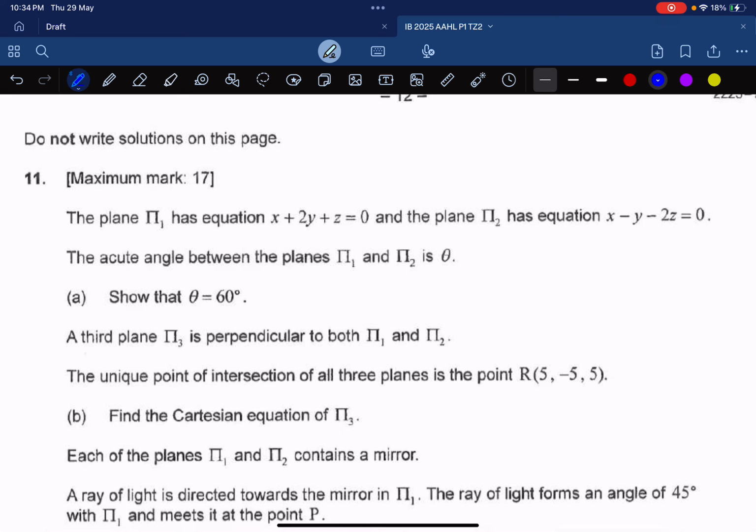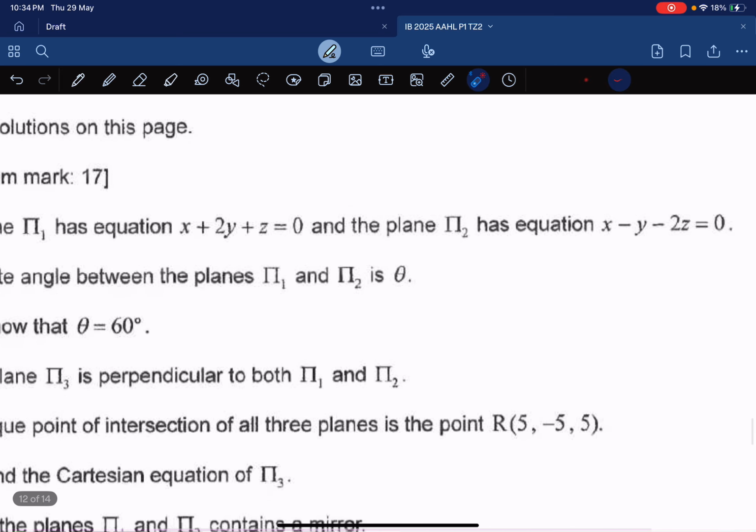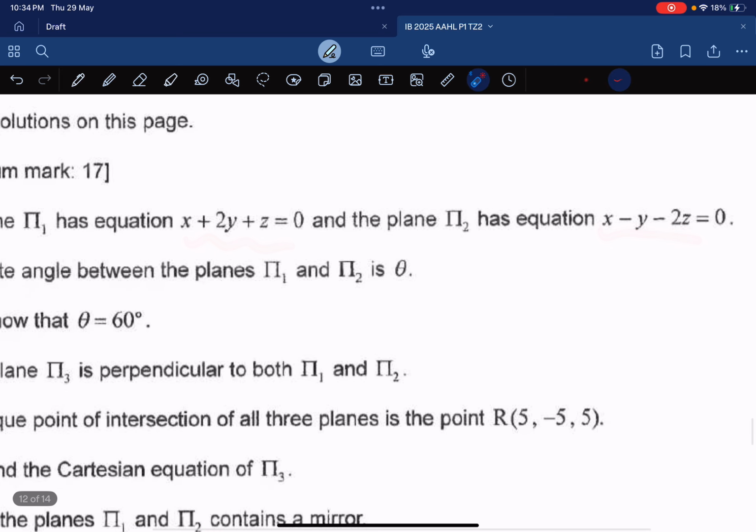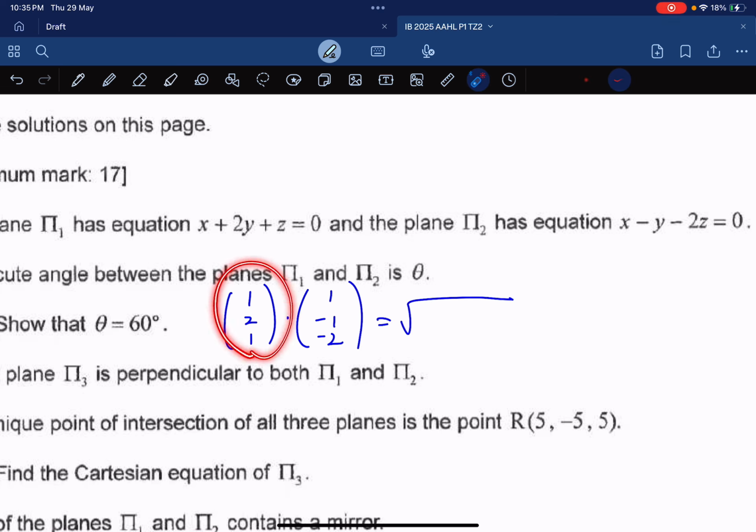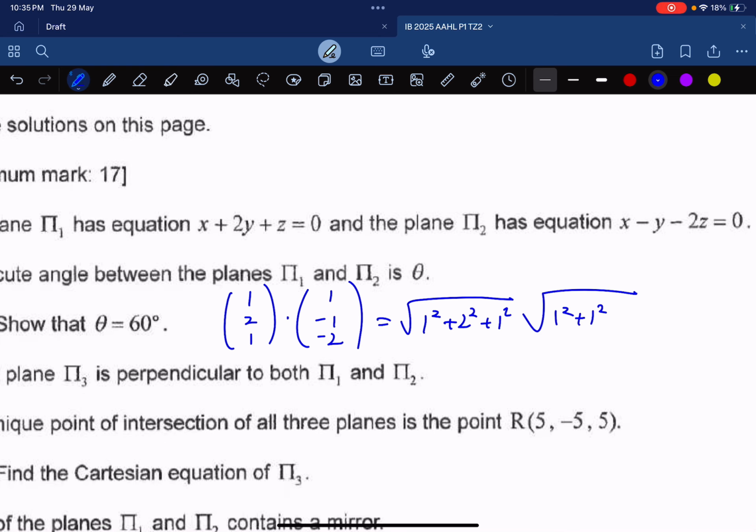So plane 1 has the equation of this. Plane 2 has the equation of that one. The acute angle is theta. Show that theta is 60. Remember, whenever you find a plane angle, it's always the dot product of their normals. So it's like (1, 2, 1) dot (1, -1, -2). This should equal the modulus of this one. So root of 1 squared, 2 squared, 1 squared, times root of 1 squared, 1 squared, 2 squared.